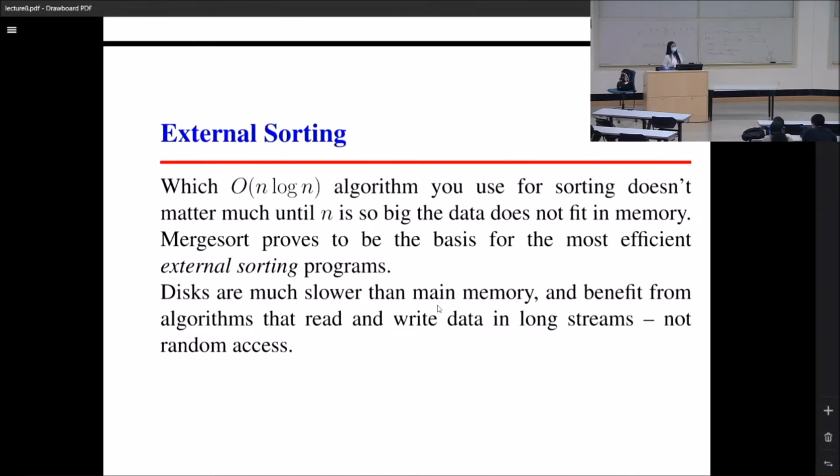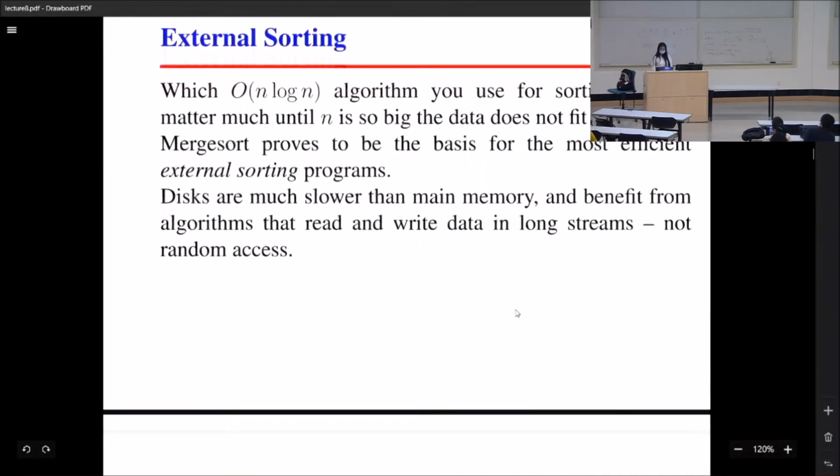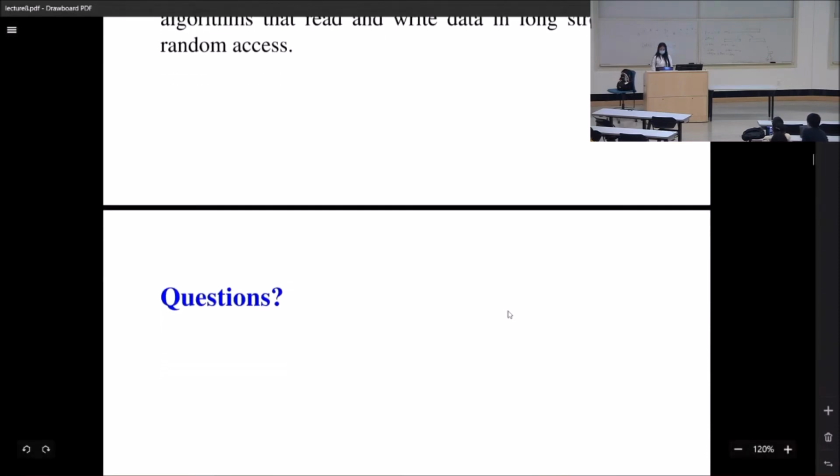Does anyone have a problem here? Okay. As you can see here, disks are much slower than the main memory, and external sorting benefits from algorithms that read and write data in long streams. It's not random access, which is what RAM provides. Usually merge sort will have good performance on external sorting. And later we will talk about the best algorithm for internal sorting. Any questions? Okay.